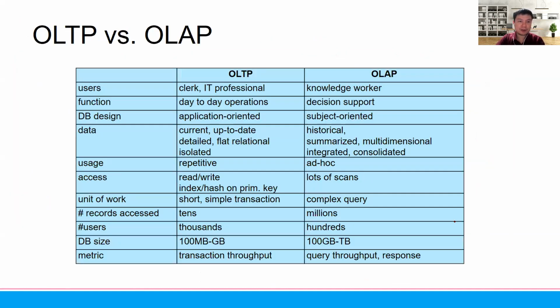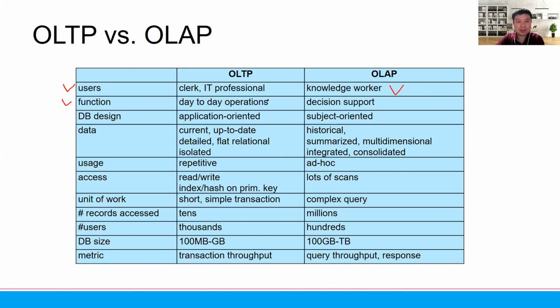So this is the difference between the OLTP and OLAP. In terms of the user, the OLTP users are mostly IT professionals, while OLAP is mostly related to the knowledge worker. That's why the popular term in the job market now is data scientist. The data scientist is one of the job options for the OLAP.